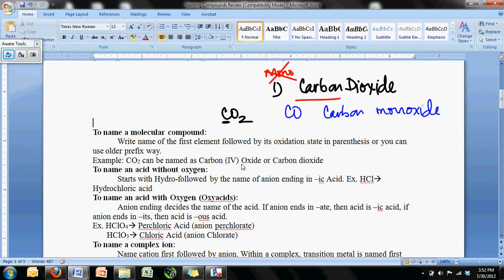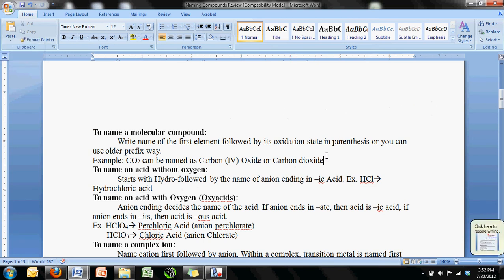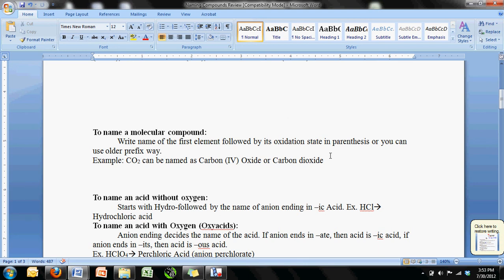Now, how to name it the stock way? In the stock way, you take the oxidation state of the first element, and please review your oxidation states. Carbon's oxidation state in this case is 4, so you name it as carbon(IV) oxide. So this is how you name molecular compounds. So there are two ways of naming ionic compounds: old way, using -ous and -ic, or just using charge within parentheses. Similarly, there are two ways of naming molecular compounds: prefix way, which is using mono-di-tri, or using the stock system.